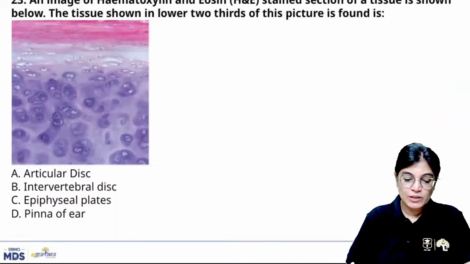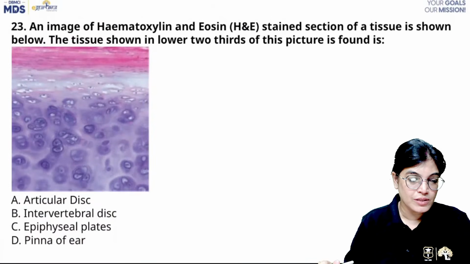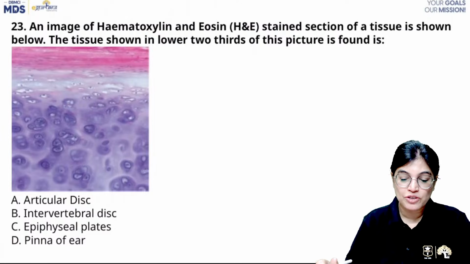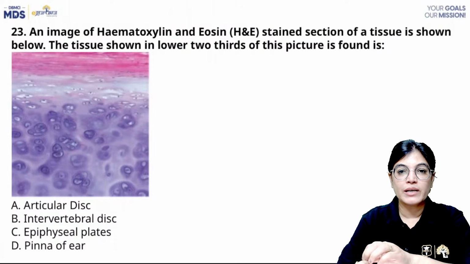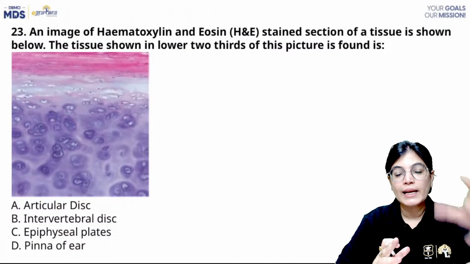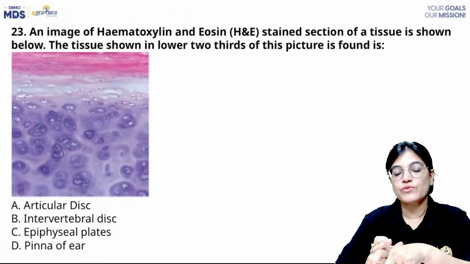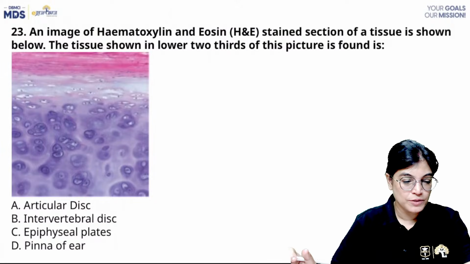Okay, now coming to the image-based question of histology. An image of a hematoxylin and eosin stained section of tissue has been shown. The tissue is shown in the lower two-thirds of the picture. Can you see it here? You have to tell me which tissue it is, whether it is hyaline cartilage, fibrocartilage, or elastic cartilage. Identify it and then tell me an example of that cartilage.